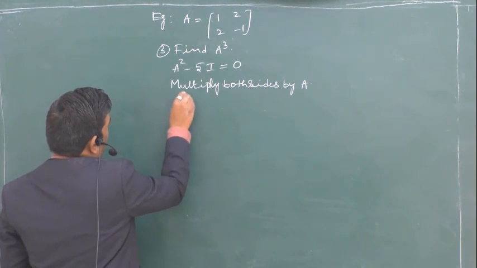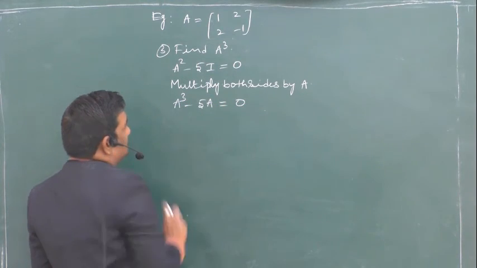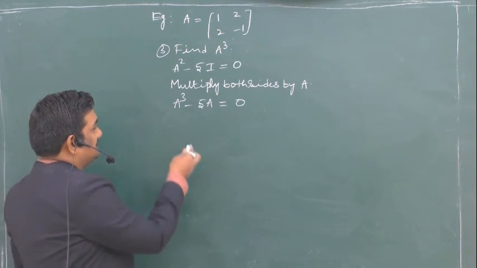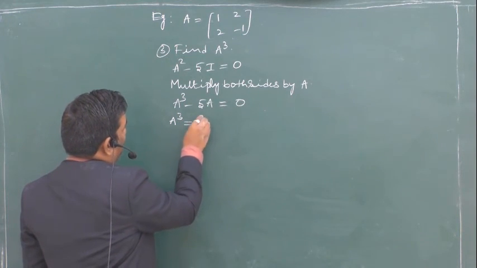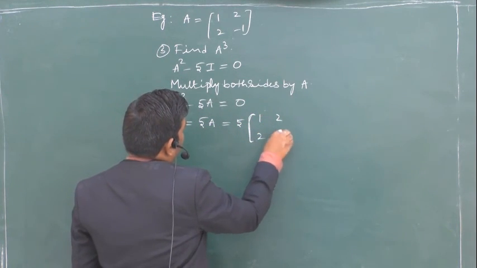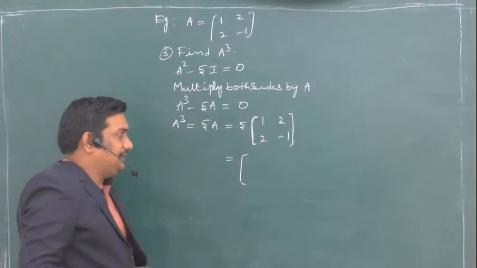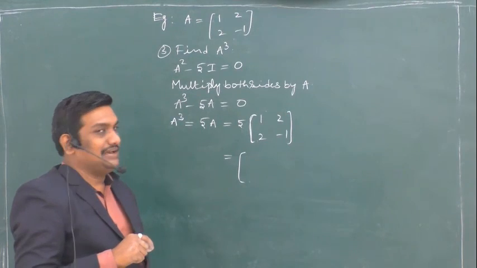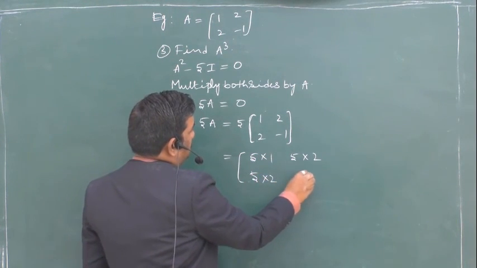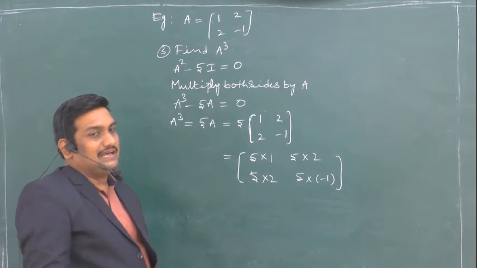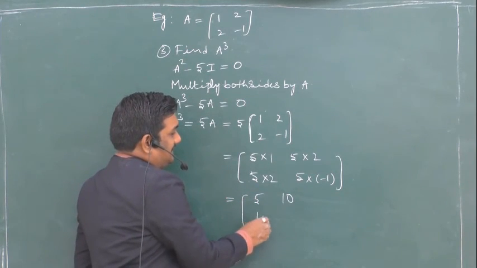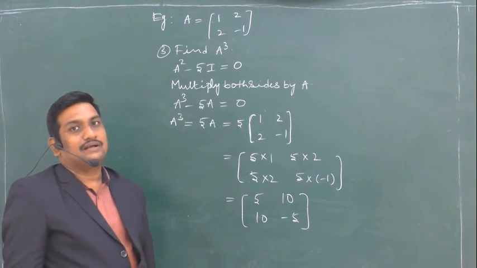So it will be A cube minus 5A is equal to the null matrix. So the expression for A cube will be 5A. Now it is 5 into A, which is [1, 2; 2, -1]. You need to multiply each element of the matrix with the scalar 5. It will be 5 into 1, 5 into 2, 5 into 2, 5 into minus 1. When there is a scalar outside, you multiply every element of the matrix with the scalar. It will be 5, 10, 10, minus 5. So this is the value of A cube.